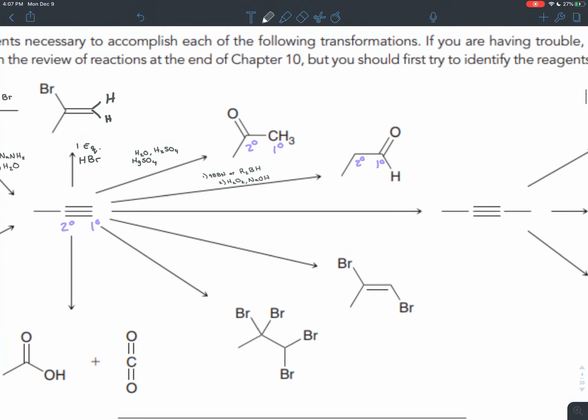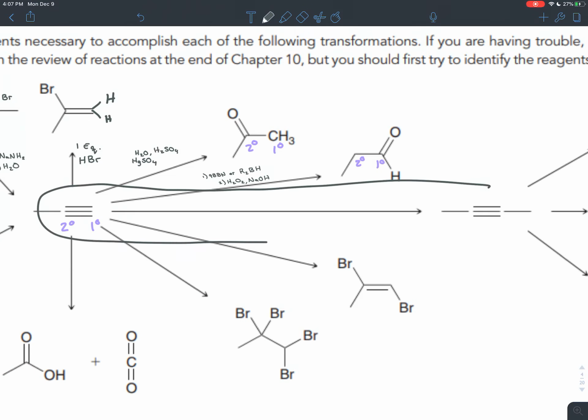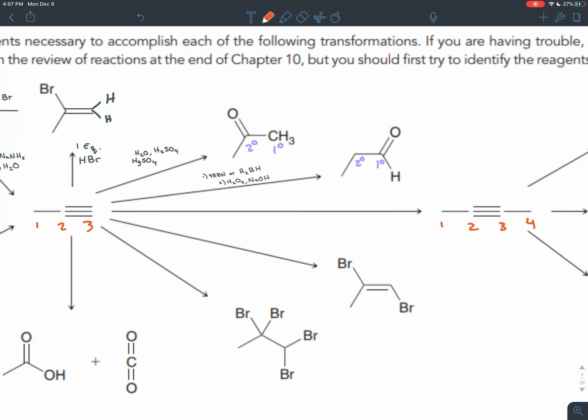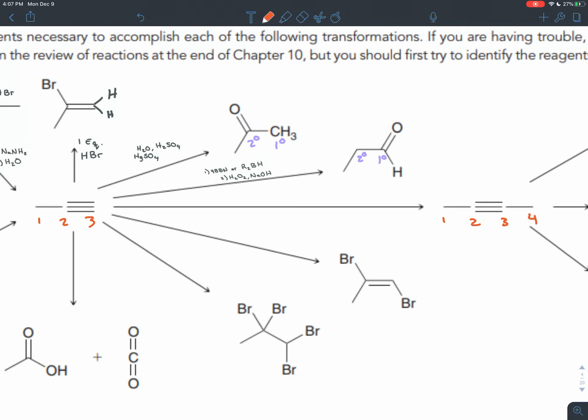Okay. This next one is a really crucial reaction because in it we form a new carbon-to-carbon bond. You'll notice that here in our original molecule we have 1, 2, 3 carbons, and here we have 1, 2, 3, 4. So this is a two-step process. The first thing we have to do is turn the carbon in the terminal alkyne into a nucleophile. We have to turn this into a nucleophile.